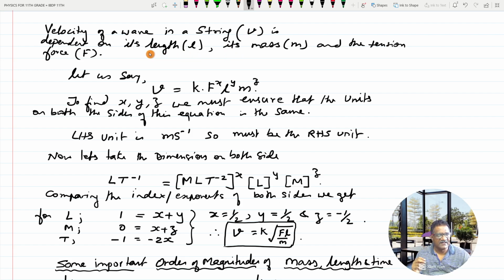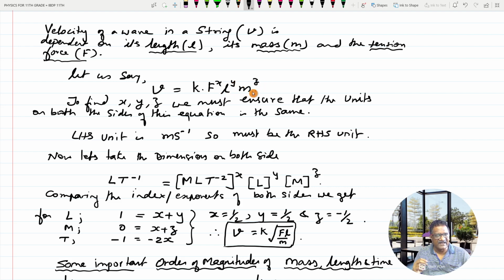Now this velocity that is created in the string will be dependent on three quantities. Number one, the length of the string. Number two, the mass of the string. And number three, the tension force of the string. Okay, these are the three things. Now let us say that velocity is equal to some constant k times F raised to x, L raised to y, M raised to z.